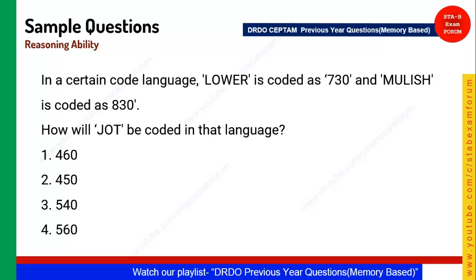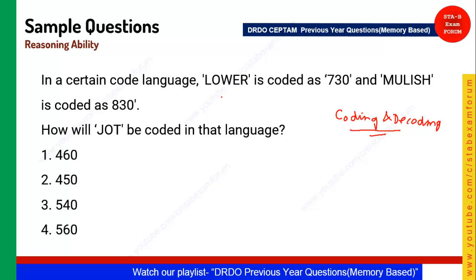Okay, time's up. Students, this type of question is called coding decoding type of question. Coding and decoding. This category is also important from the reasoning point of view, and there are certain techniques with which you can answer these questions very easily.